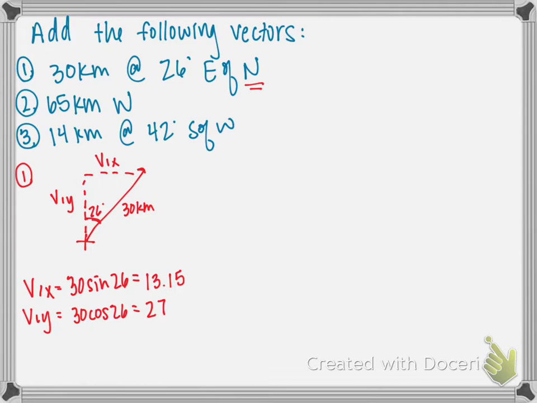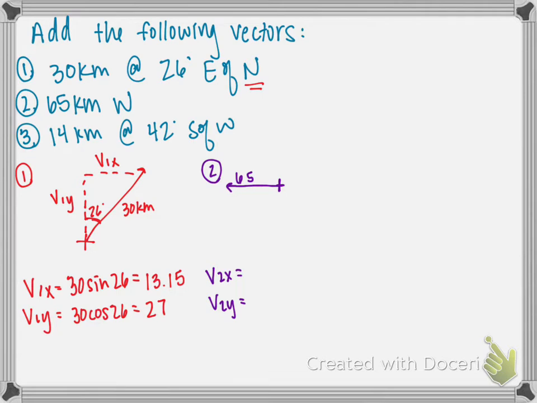What would cause one of my components to need to be negative? Why would I have to write a negative on one of my components? Yep, if it's south or if it's west. So this one says 65 kilometers west. And again, I'm not drawing these to scale, right? I'm just kind of drawing them. But what would I call V2x and V2y in this case?